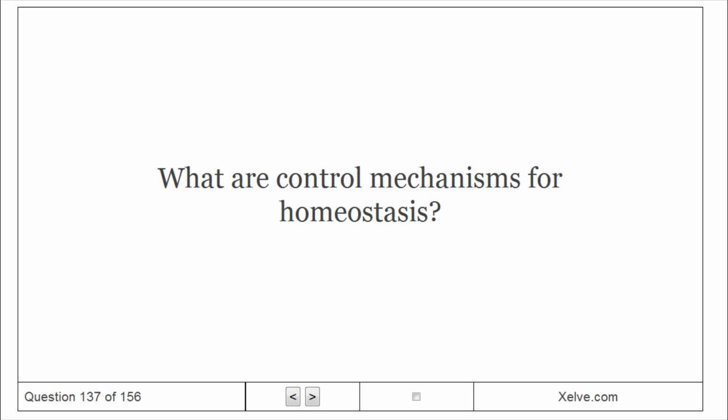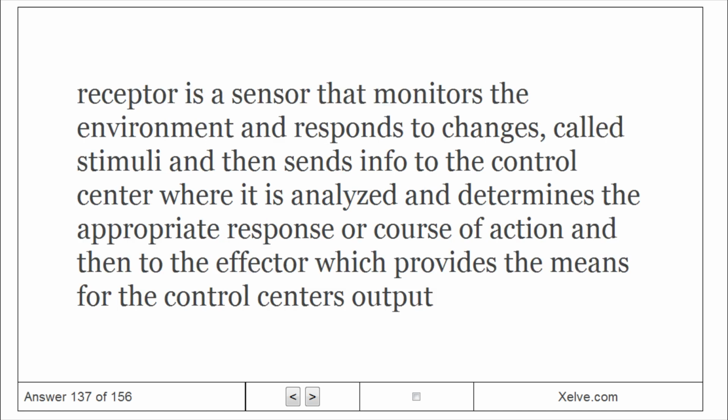What are control mechanisms for homeostasis? Receptor is a sensor that monitors the environment and responds to changes, called stimuli, and then sends info to the control center where it is analyzed and determines the appropriate response or course of action, and then to the effector, which provides the means for the control center's output.